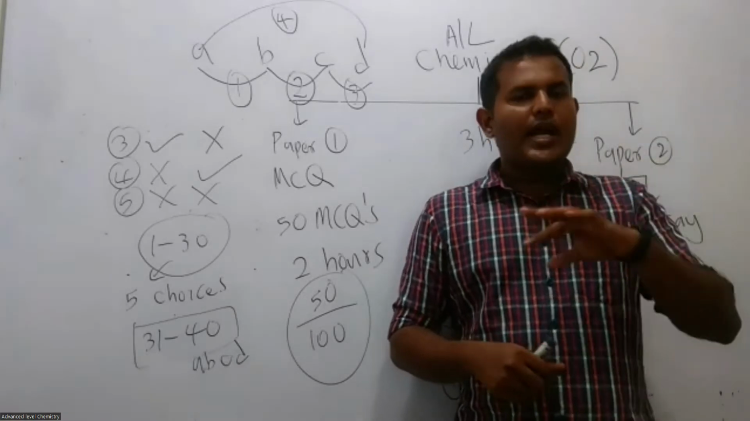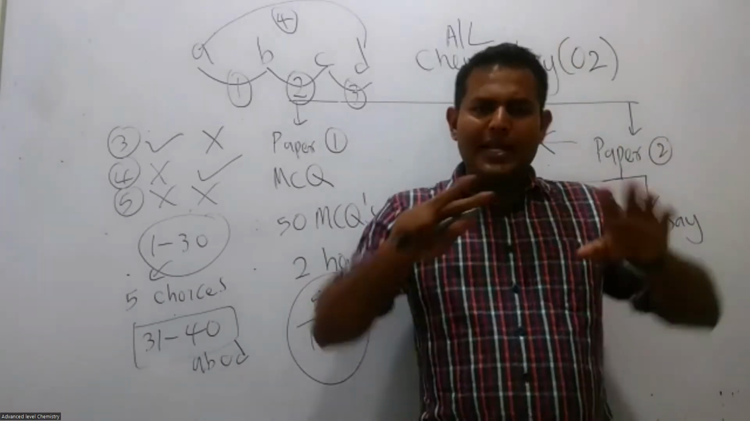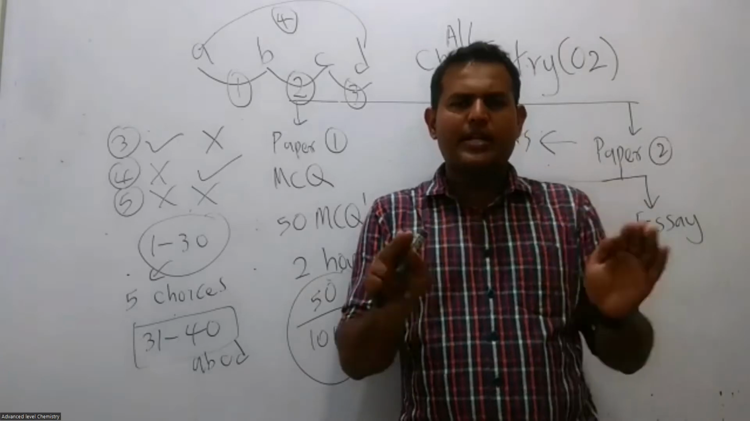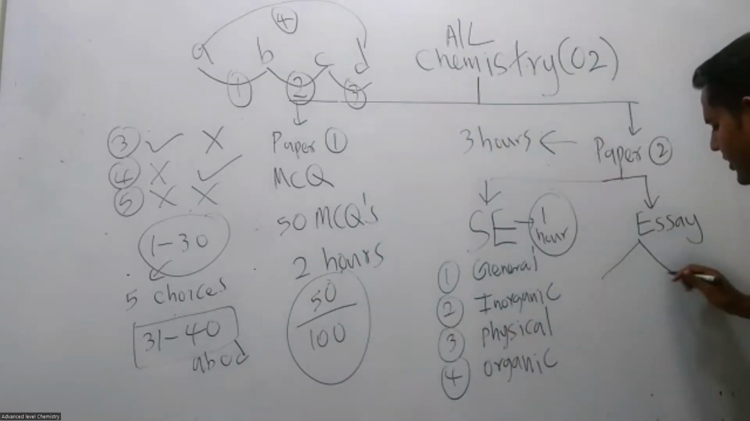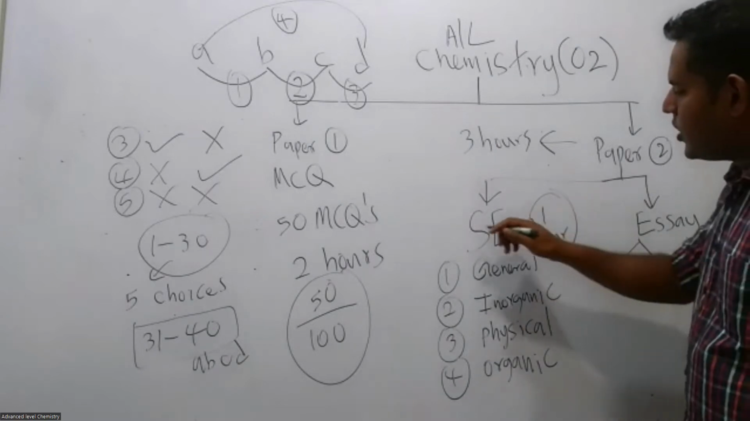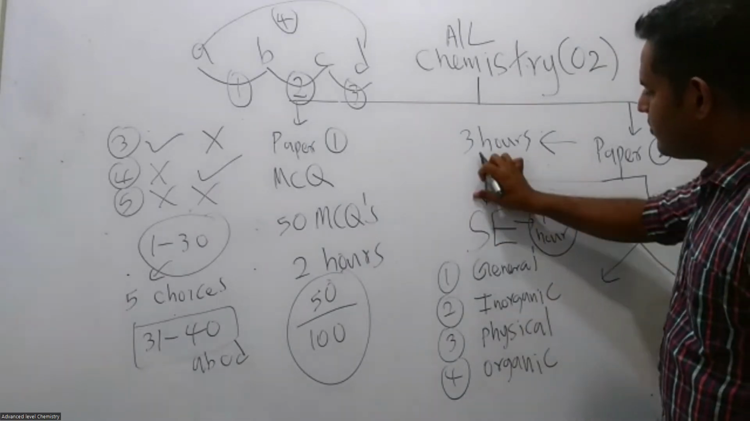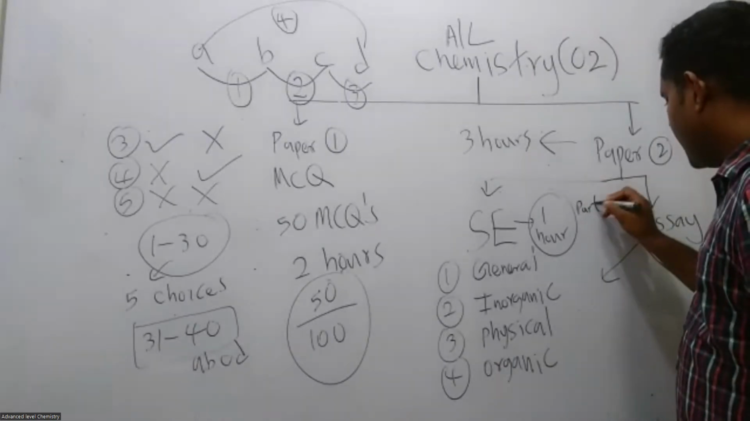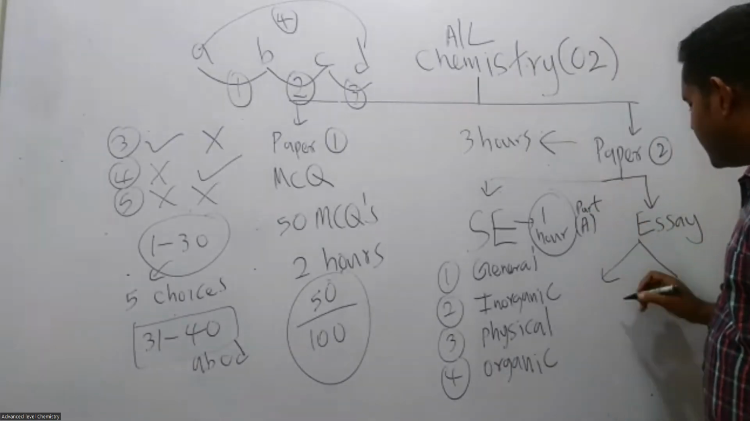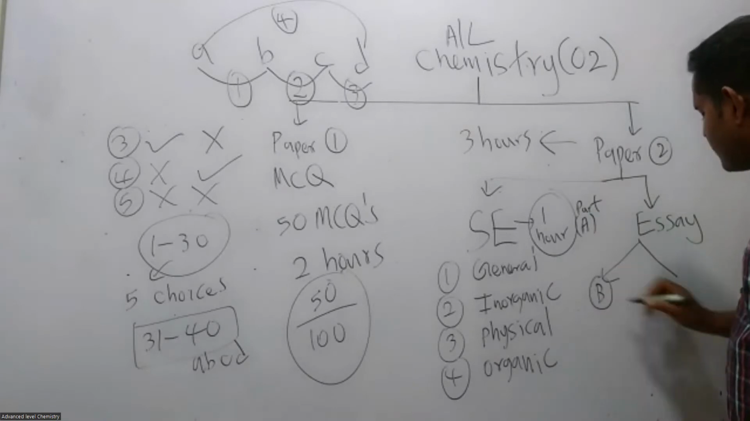There are 2 categories, right? I'm not explaining that deeply, just briefly. The structured essay paper is called part A. And in the essay paper, there are part B and part C.